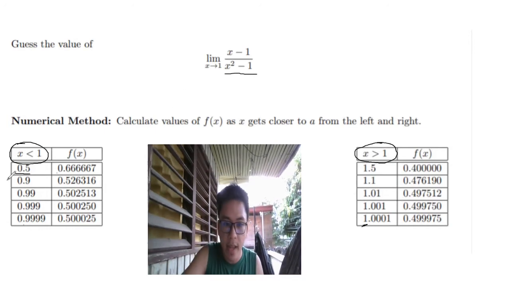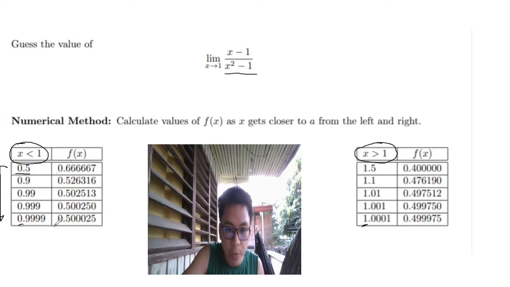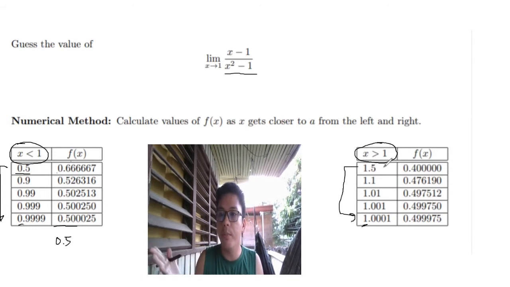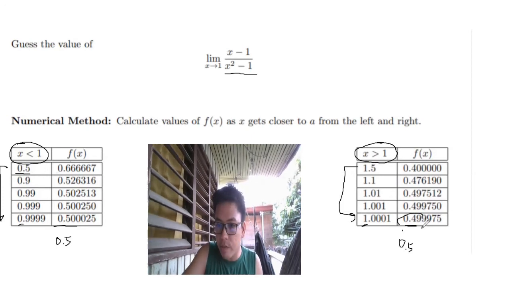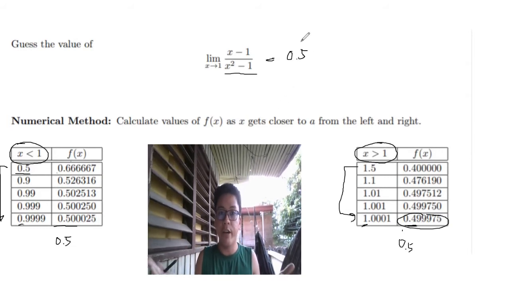So if you notice, as x approaches 1, you start with 0.5 and go to 0.9999, closer to 1, your value of f of x approaches 0.5. Similarly, as your x approaches 1, you start from 1.5 and then go to 1.0001, then the value of your f of x approaches 0.5 as well. Right, this value is closer to 0.5. So therefore, it simply tells us that the limit of the function is 0.5.